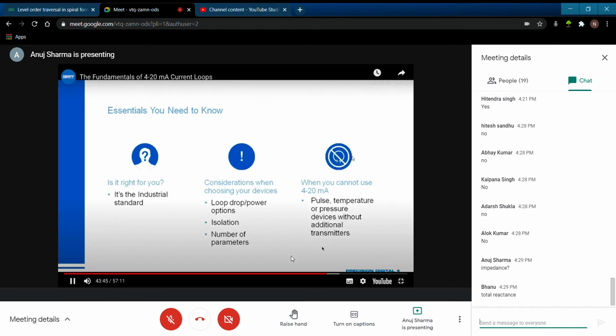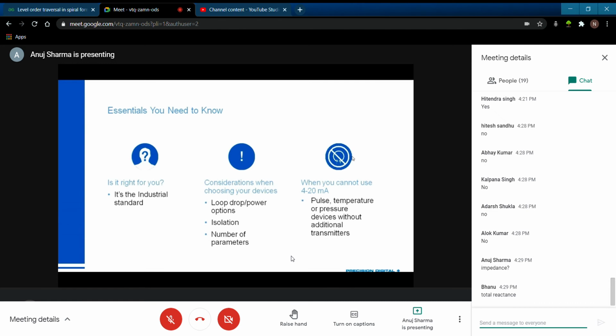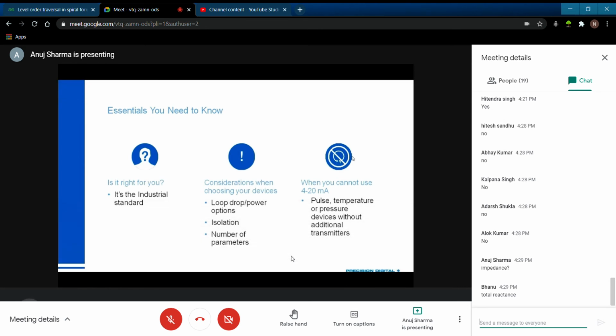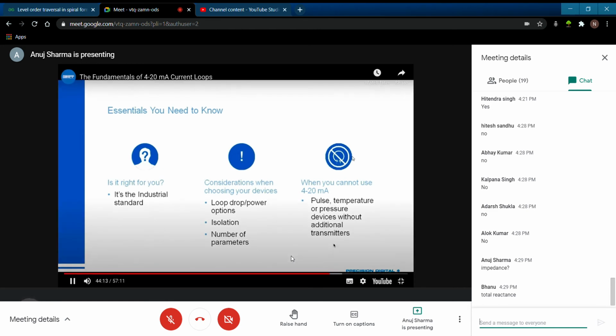And lastly, when can you not use 4 to 20 milliamps? Well, essentially anytime you don't have a transmitter in the system. If I have pulse outputs coming from a flow meter or a rotary encoder, or I have a thermocouple or RTD, or a pressure gauge that needs to directly measure pressure on the inside of a pipeline, then I don't have a transmitter to get me into the 4 to 20 milliamp world. And my choices are either find a piece of equipment that will connect up to whatever that sensor is, or find a transmitter that will connect up to those things, and then bring me into the 4 to 20 milliamp world.